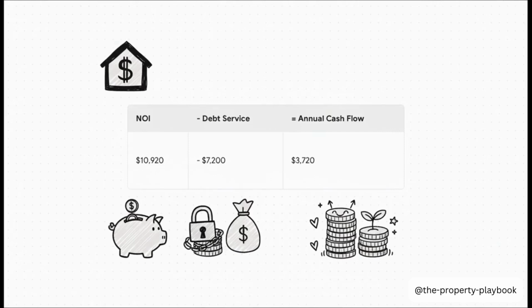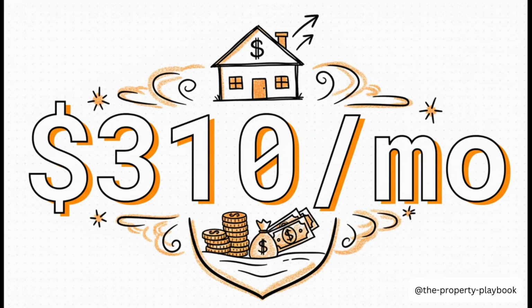So to find it, we take the property's profit, our NOI of $10,920, and from that, we subtract what you owe the bank, which is your debt service of $7,200. That leaves us with an annual cash flow of $3,720. So what does that mean for you on a monthly basis? Well, we just divide that annual number by 12. And there it is, $310 per month. That is your profit. That is the actual cash this property puts in your pocket.